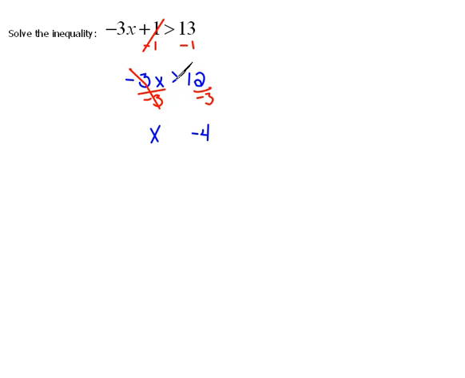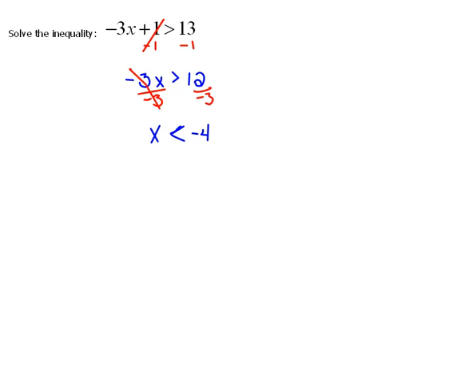And don't forget that whenever we're working with inequalities, if we multiply or divide by a negative number, we have to flip the inequality symbol over. So our answer here would actually be x is less than negative 4. Now, this is part of finding our answer, but usually we write our answer in what's called interval notation.